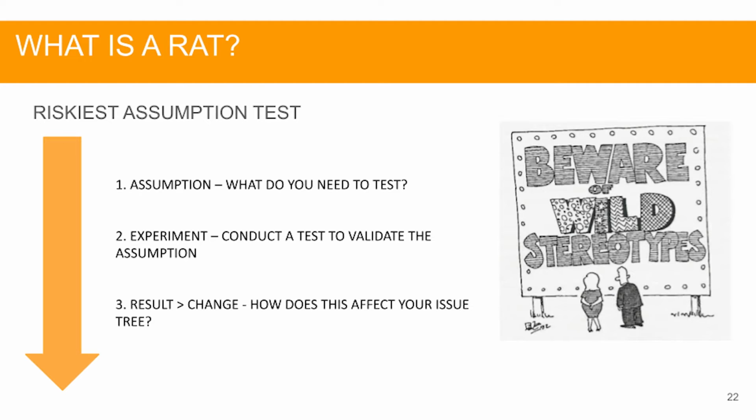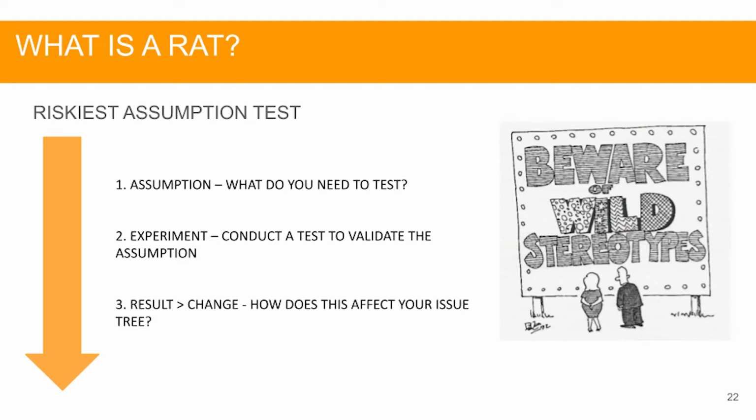Now, a riskiest assumption test is made out of a few stages. In stage 1, you have to identify the riskiest assumptions. What are they? What are the things that you've maybe put into your issue tree or that you've written about your persona that may not be fully true, or that need to be tested further to check if they're actually true? That's step 1. So identifying the assumptions.